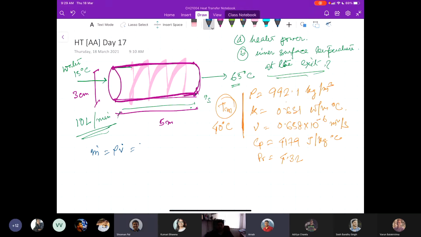Yes. So what is the mass flow rate value? 1.65 kg per second. 1.65 kg per second. Sure. Srinivandhu, did you get the same value?